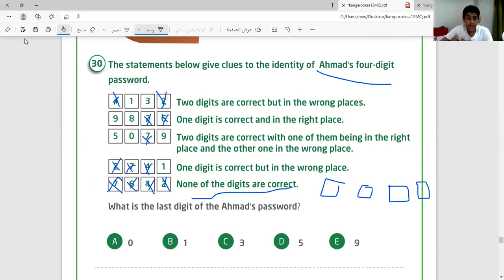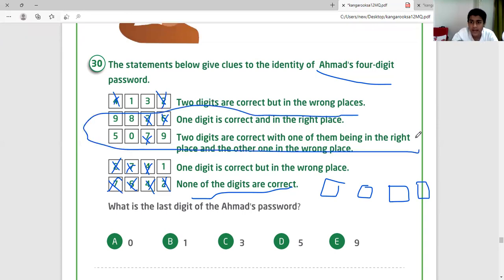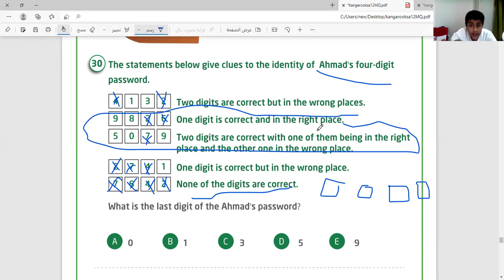Let's go to the next hints, which may help us. The next hints that may help us are these 2 hints. Here he says 1 digit is in the correct place, and here he says another digit is correct, but not in the right place.